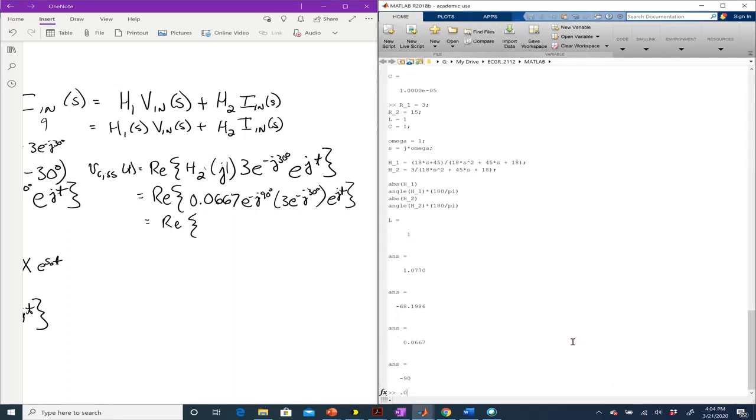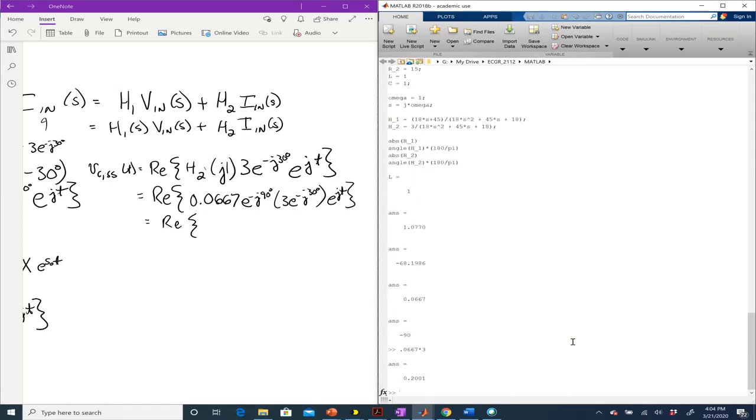0.0667 times 3, I'll just round that to 0.2. And the angle looks like it's e to the minus j 120 degrees times e to the jt. So that simply becomes 0.2 cosine of t minus 120 degrees. That's the component of the output that exists from the current source.